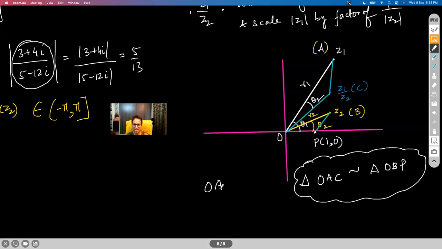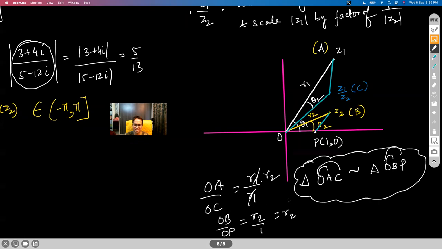If you do OA by OC, OA is R1 and OC is R1 by R2, so R2 will go up. So OA by OC is giving you R2. Similarly, if you do OB by OP, you will get R2 by 1, which is the same as R2. So both will give you the same result. That means not only the angle, but even the sides are proportional. Angles are equal and sides are proportional, which means these two triangles are similar. And you may be asked a question related to this in the competitive exam.